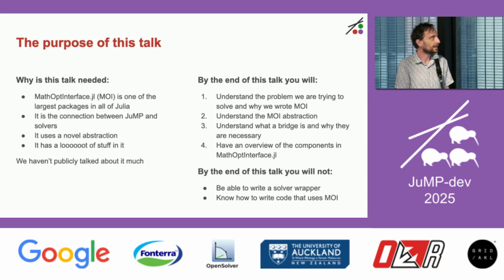So coming back to the start, I hope this talk was kind of interesting. I hope it was useful. I hope it gave you insight into what MOI is. It's one of the largest packages in Julia. It has like 122,000 lines of code. It has a whole lot of stuff in there.